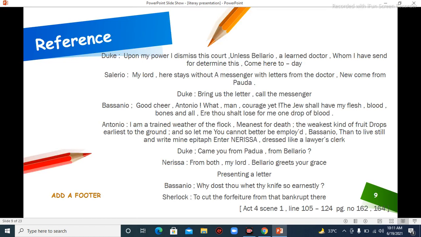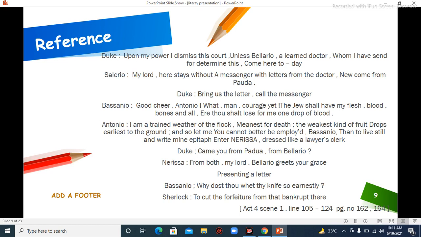Here the reference is given when Duke says, when Shylock wants to cut a pound of flesh from Antonio, that he is the authority here unless the lawyer comes. Then Salerio says that the lawyer has his message and has come. Then Bassanio says, wow, good cheer.